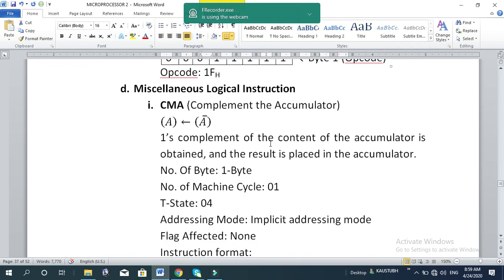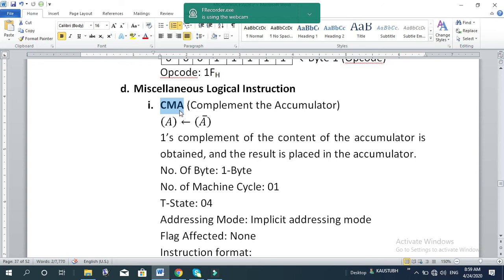If you would like to do the 2's complement, how will you do? First you do the 1's complement and then add 01. How will you add 01? Simply you can execute INR A or ADI 01. So the 1's complement of the content of the accumulator is obtained and the result is placed into the accumulator. Here the number of bytes is 1, machine cycle 1, T-states 4, and since it is only with the accumulator, it is implicit addressing mode. Accumulator is implied here, and the opcode is 2F hex.